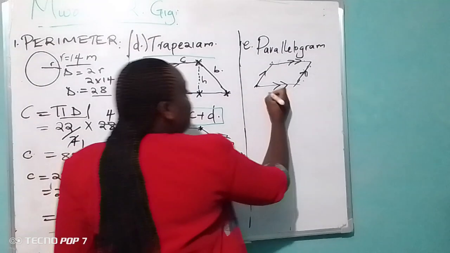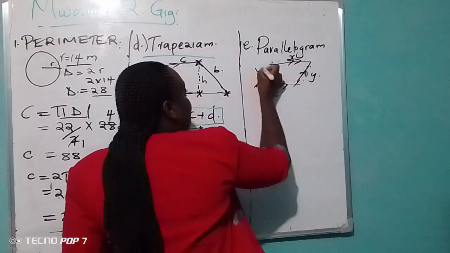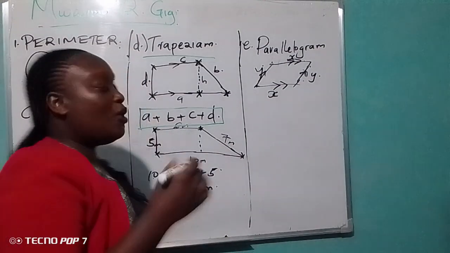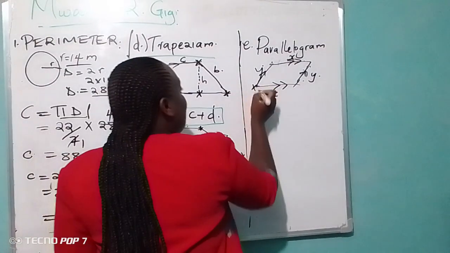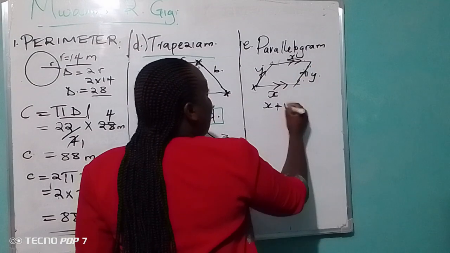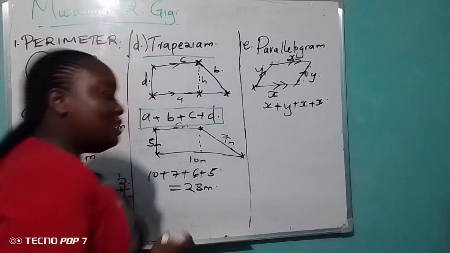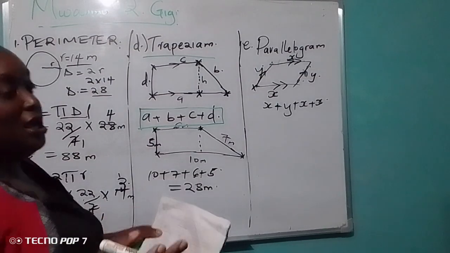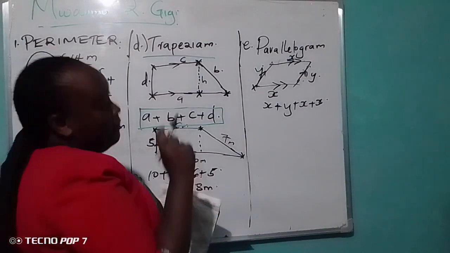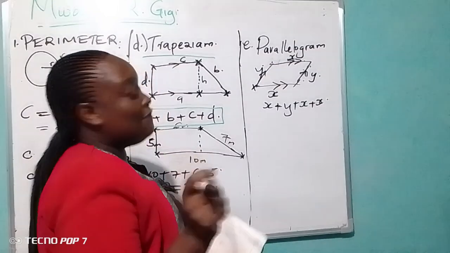So we can call this side X. If this side is X, this side is X. If this side is Y, this side is Y. So we are going around a parallelogram. From here, X plus Y plus X plus Y. Parallelogram it's like a triangle yenye imetwist kiasi. So nisiseme is a triangle yenye imetwist kiasi mtu aseme hivyo.